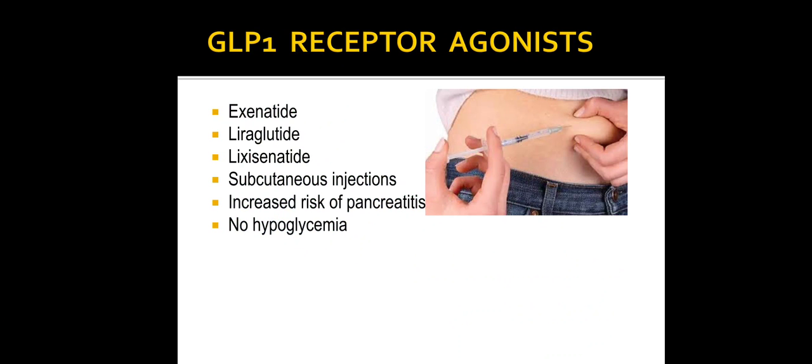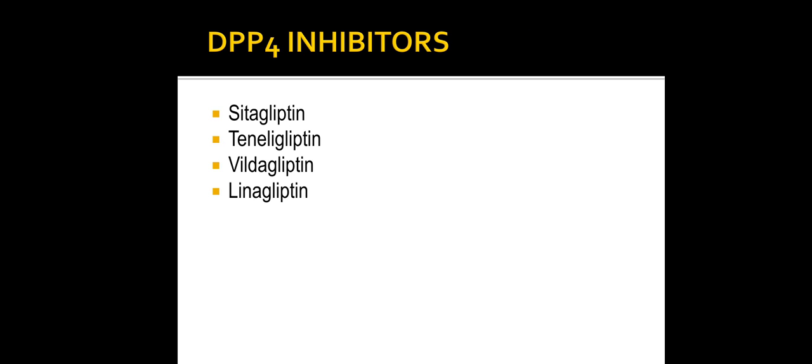GLP-1 receptor agonists, as the picture shows, are subcutaneous injections. So till now we were discussing drugs which are taken orally, but GLP-1 receptor agonists are subcutaneous injections, examples being liraglutide, exenatide, lixisenatide. There is a mildly increased risk of pancreatitis with GLP-1 receptor agonists, but there is no hypoglycemia. The other group which utilizes again the incretin based therapy is the DPP4 inhibitors.